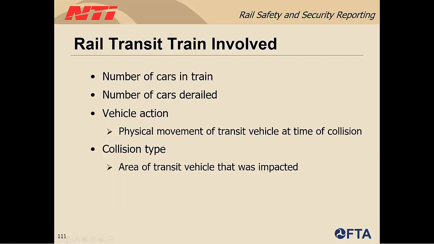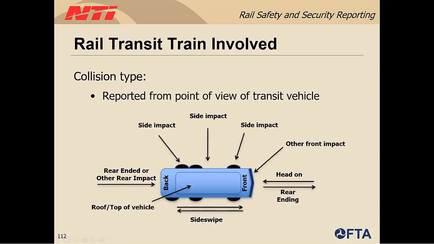Okay. The form also captures the number of cars that are in the train and the number of cars derailed, if applicable. The vehicle action at the time of the collision, was it stopped, was it turning, etc. And the collision type. This is the part of the train that was hit and is reported from the viewpoint of the train. This diagram shows you the impact points, which are reported again from the view of the transit vehicle.